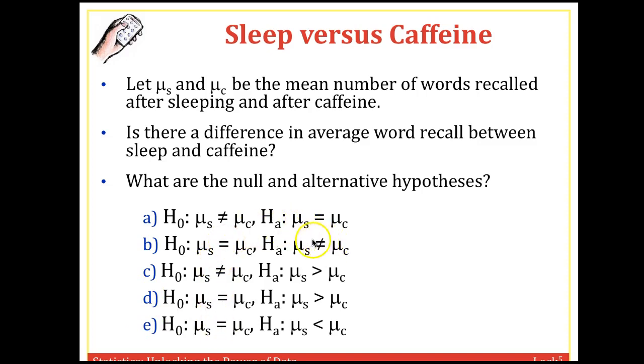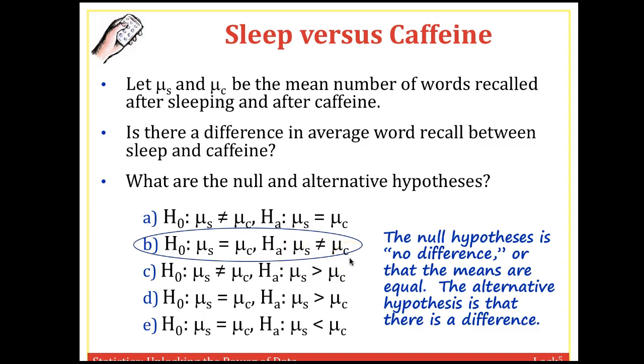But if we look at the alternative hypothesis, we want to know, is there a difference in the average words recalled or not? The wording doesn't state whether you're going to recall more words for sleeping or having caffeine. So because of the wording of the statement, the correct alternative hypothesis is the not equals. The null is that we assume the average number of words recalled by these 2 groups, the sleep group versus the caffeine group, is the same. The alternative is that they're different. So again, the null hypothesis is no difference. The alternative hypothesis is that there is a difference.